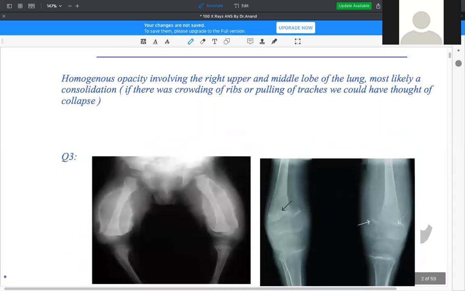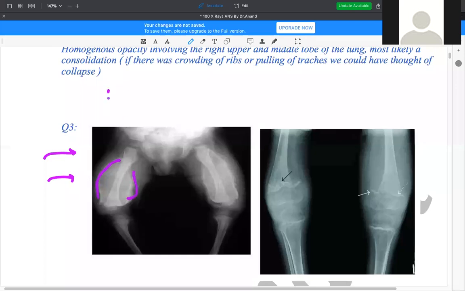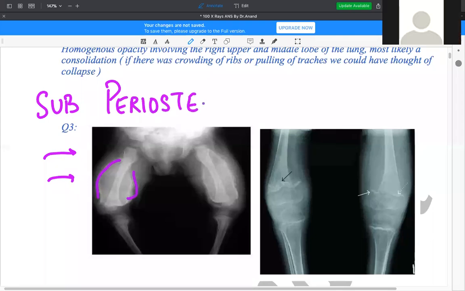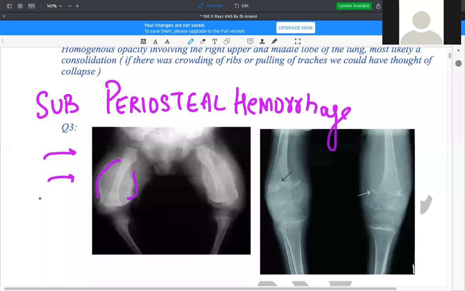Next question. Let's see. So what is this? Any idea? Question number three. What did you write? What is this? This is nothing but subperiosteal hemorrhage. Very good, very good, Aishwarya. So this is nothing but subperiosteal hemorrhage.